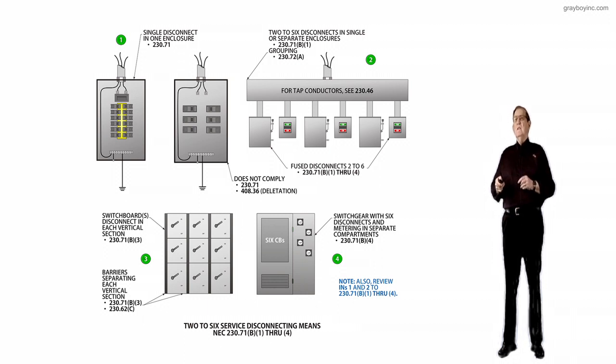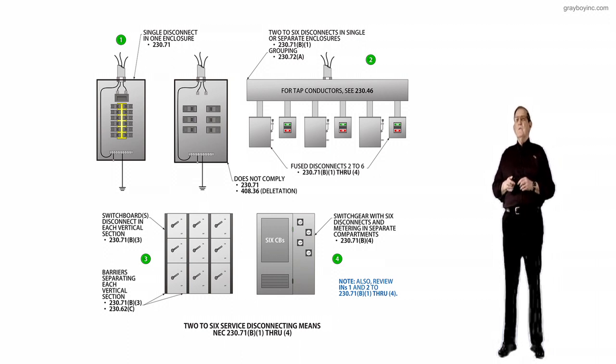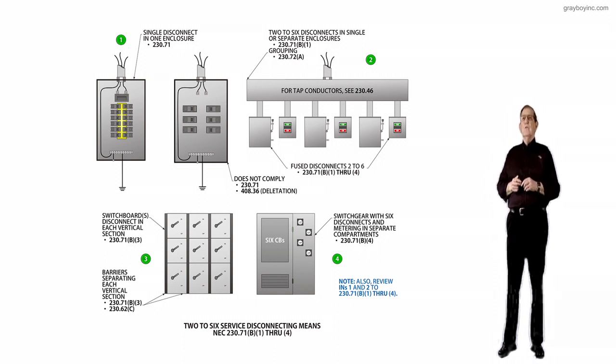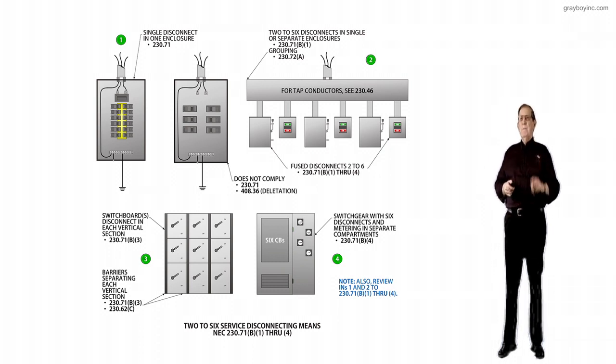And then down here it says, hey, switchgear with 6 disconnects and metering in separate components, then you go to 230.70B4 for those, see? And then they can be there. And then over here would be your 6 mains in a switchgear. And we know that complies with 230.71, B as in boy, item number 3.